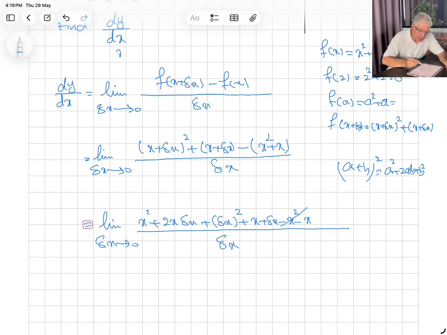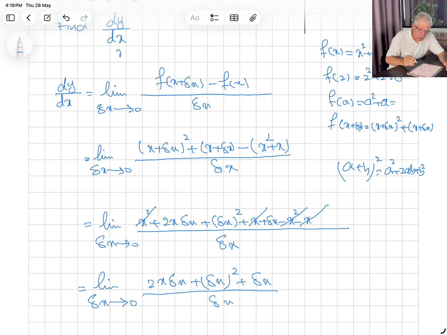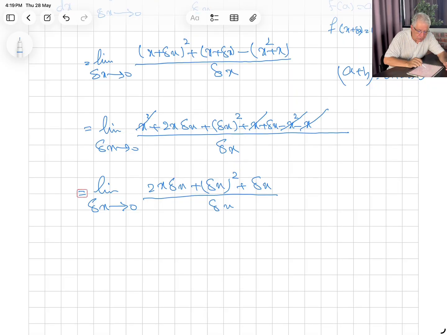This x squared cancels this x squared. This delta x cancels this delta x. So what you are going to get? You are going to get limit delta x goes to 0 of 2x delta x plus delta x squared plus delta x, divided by delta x. Yet you can see that if delta x goes to 0, this goes to 0, this goes to 0, this goes to 0, this also goes to 0. Therefore, numerator goes to 0, denominator also goes to 0. Therefore, this part is 0, this part also 0, yet we have not done the limit.